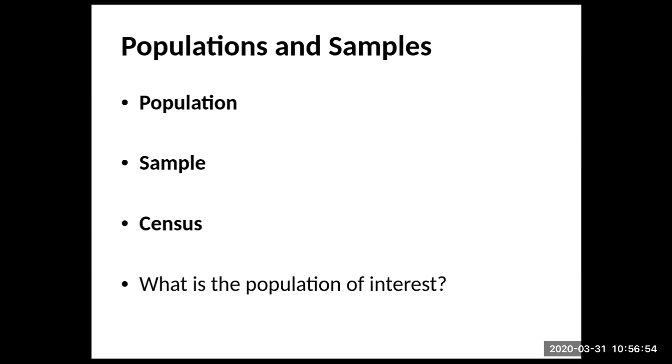Well, in the example I gave you for voting, it's everybody in the United States, or at least everybody that's eligible to vote, over 18 and has proper US legalization status and things like that. So that's our population of interest.